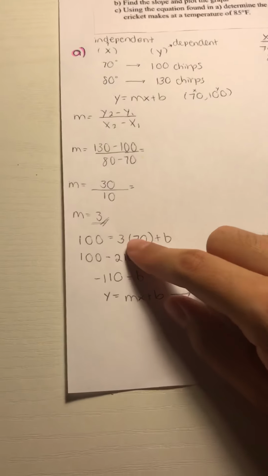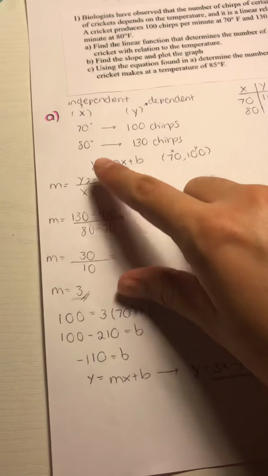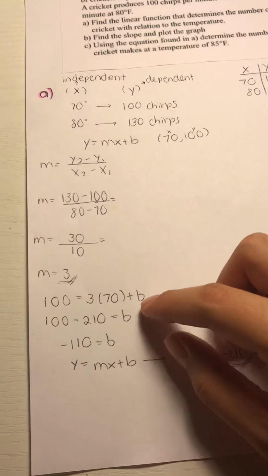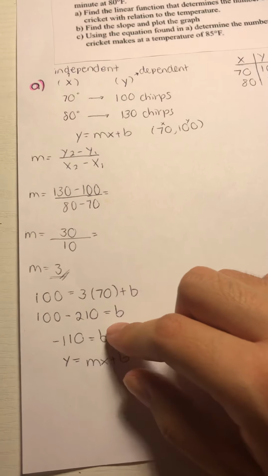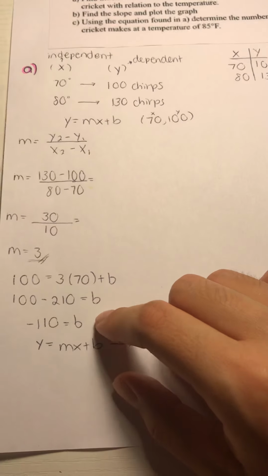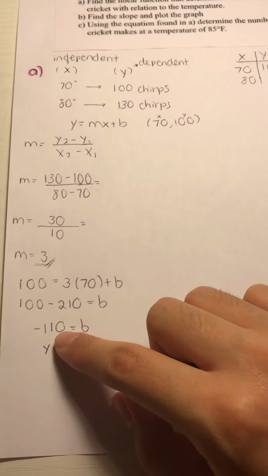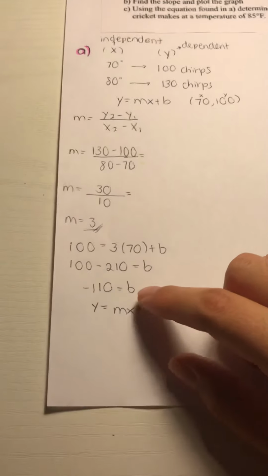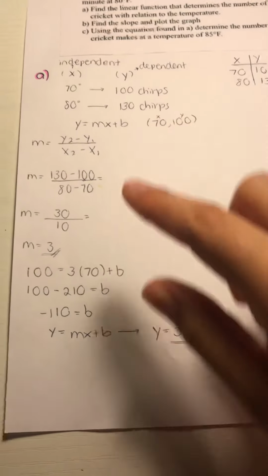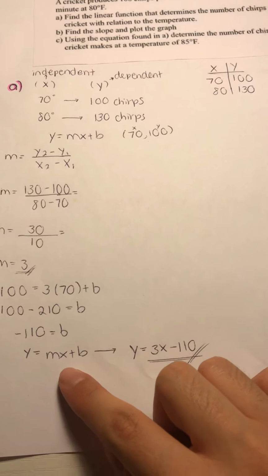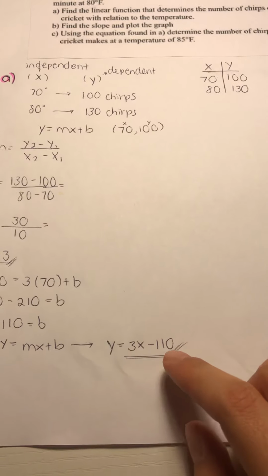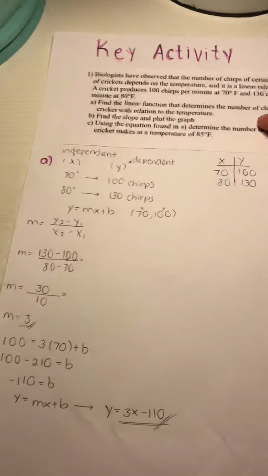And in here we substituted y, which is 100, is equal to 3 multiplied by 70 plus b. And then we solve it, and it's 100 minus 210 is equal to b, and then minus 110 is equal to b. So b is going to be minus 110. And as I said before, y is equal to mx plus b, which is going to be y is equal to 3x minus 110. Well, that's the first one.